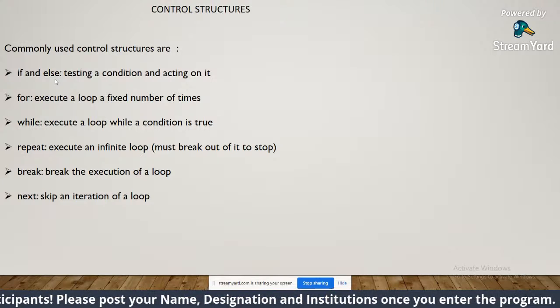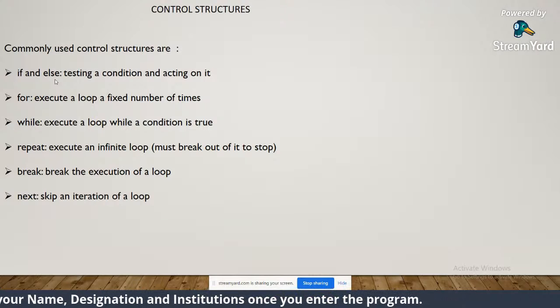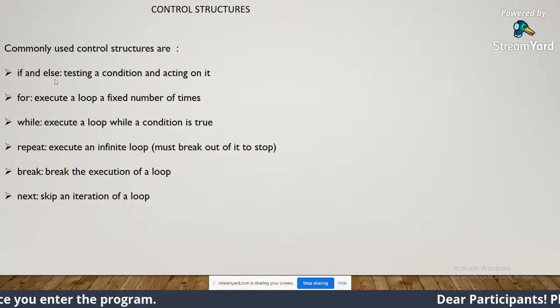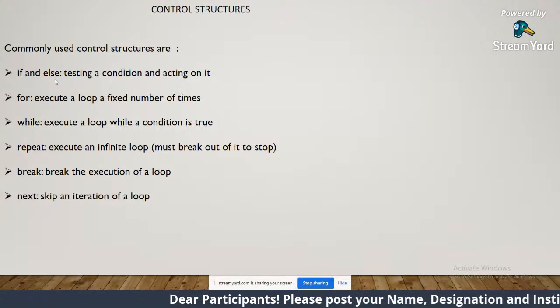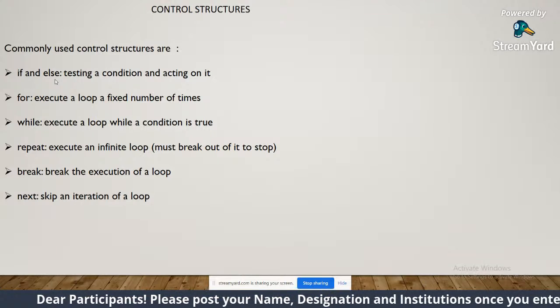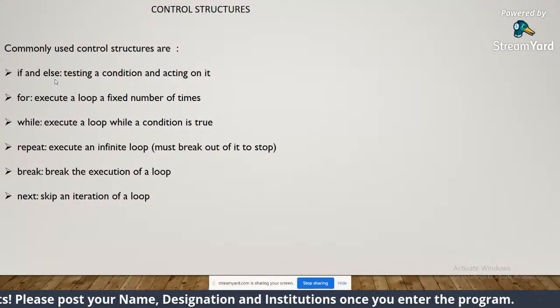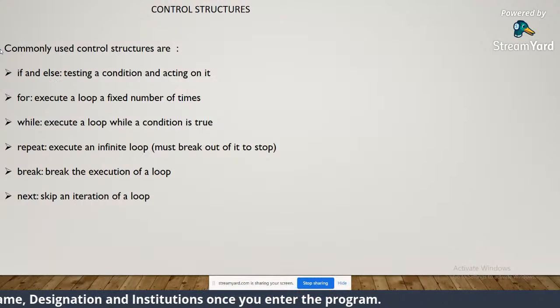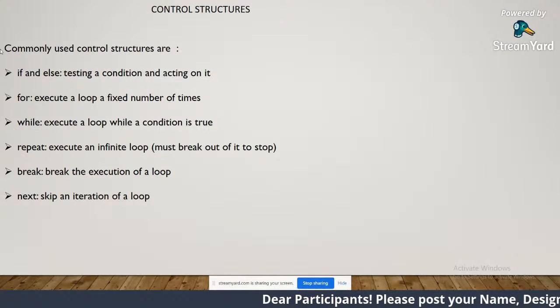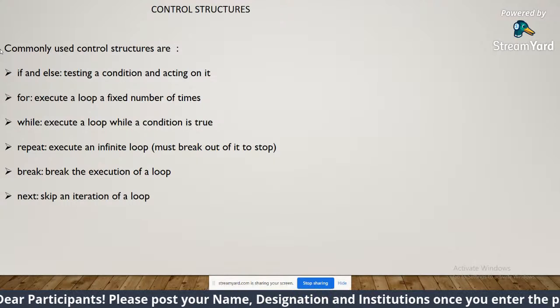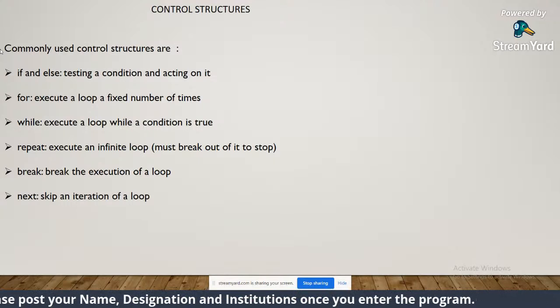Iteration means a particular task is repeatedly done many number of times. That's called iteration, or in other words, we call it looping statements. For example, I want to add 10 numbers: 1 plus 2 plus 3 plus 4 plus 5, 6, 7, 8 up to 10. From 1 to 10, I am adding the numbers, the same task. So this I can put in programming as a loop. It will just add all the numbers from 1 to 10, doing the same task repeatedly.